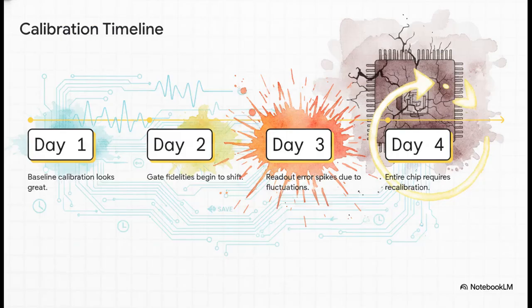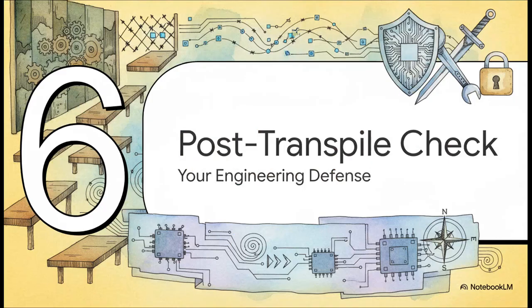Let's trace this out on a timeline. On day 1, you've got a baseline calibration. Everything looks great. By day 2, you start seeing shifting gate fidelities. Day 3, maybe there's a sudden spike in readout errors due to thermal fluctuations. And by day 4, the entire chip might require recalibration. This perfectly illustrates why keeping historical calibration records and runtime metadata is absolutely vital. If you don't track the exact hardware state at the exact moment your code ran, your quantum experiments will be completely irreproducible.